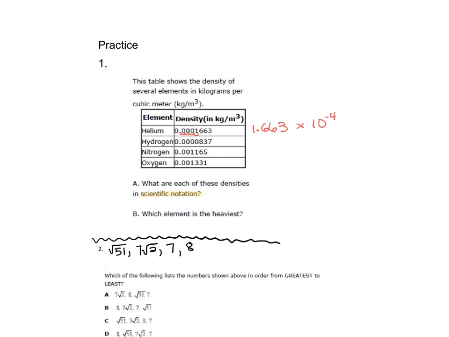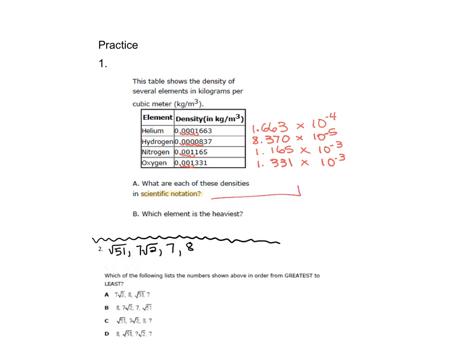This next one, hydrogen, 1, 2, 3, 4, 5, 10 to the -5, multiply, and it's 8.370. Nitrogen, we're going to back up 1, 2, 3 places, 1.165 times 10 to the -3 again. And then we have oxygen, 1, 2, 3, which is 1.331 times 10 also to the -3.